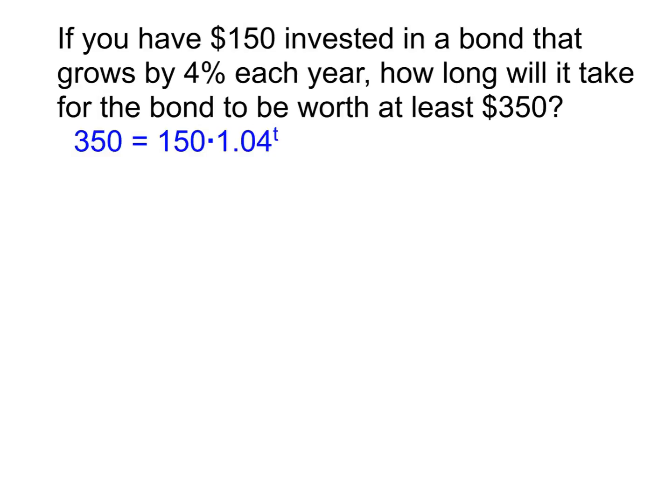So now that we've written the equation, in order to solve it, I need to get the exponential part by itself. In this case, then, that means getting the 1.04 to the t by itself. And so in order to get that 1.04 to the t, rather, by itself, I got to get rid of the 150. Right now, it's 150 times that amount. And so I'm going to divide both sides by 150 in order to get rid of the 150. Now that I've done that, I have the exponential part by itself.